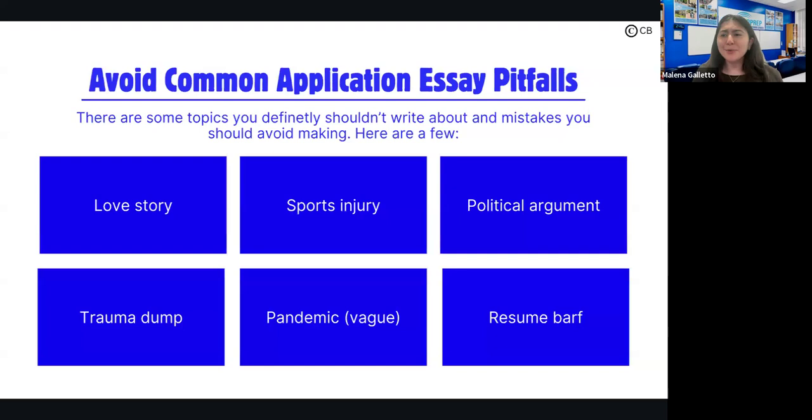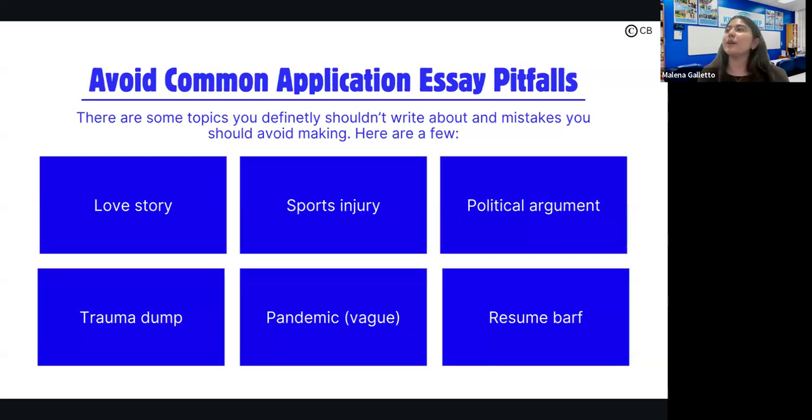Trauma dump. I know, especially online, for some reason, the college admissions essay is viewed as a place where you should trauma dump. But unless your story ultimately shows how you as a person would contribute to a college campus in some sort of way, don't trauma dump, because you're not going to get in because of pity points.